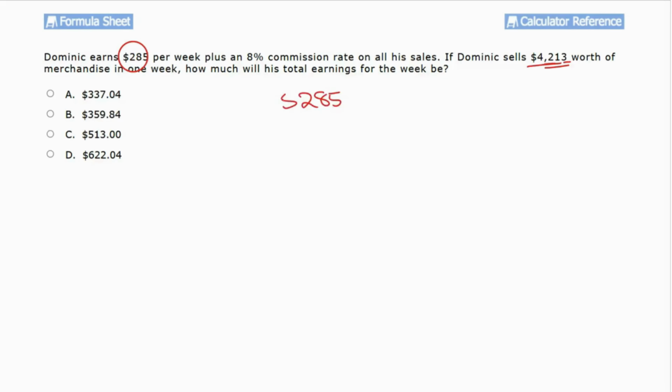So the total earnings he is going to be getting is $285 plus 8% commission rate of all the sales he has done, right? So 8% of this one. So that is 8% of 4,213. That will be his total earning.